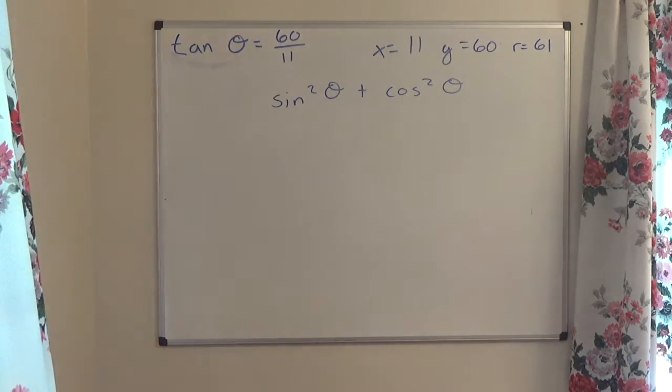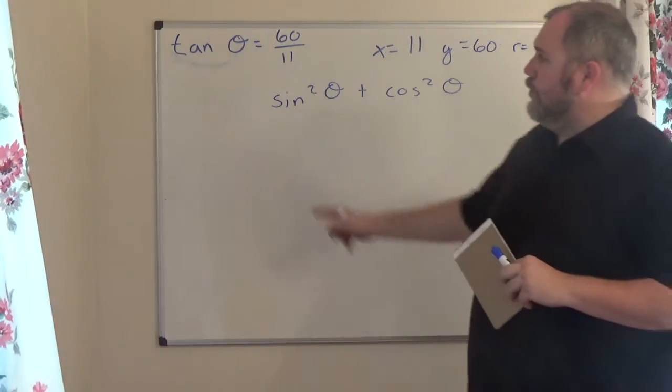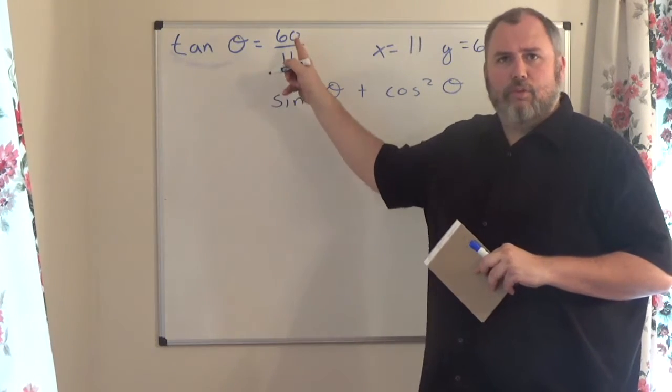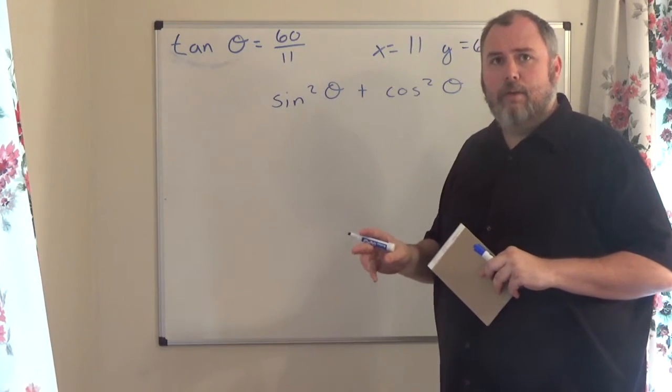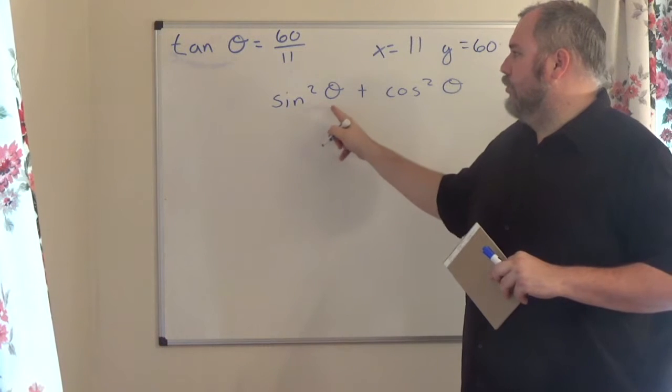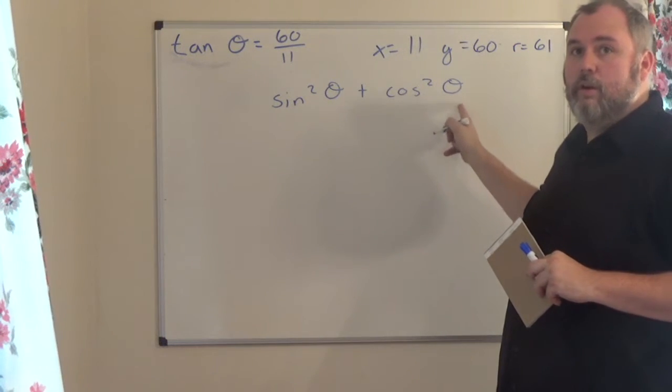Alright, for your next problem, we gave you tan of theta is equal to 60 over 11, and your job was to solve for sine squared of theta plus the cosine squared of theta.